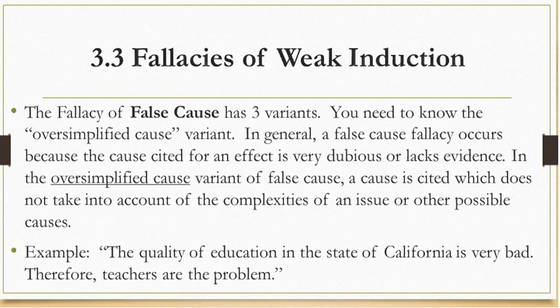So here's an example of that. The quality of education in the state of California is very bad, therefore teachers are the problem. So the person here is basically saying that the cause of the fact that education is really bad in California are teachers. And so of course that doesn't take into account a lot of other causes or other possible causes and other complexities, such as the fact that not a lot of money may be put into education, the role that parents play, issues at home with students. All of these things are variables or possible causes that the person just totally ignores when they make that claim that teachers are causing this problem.